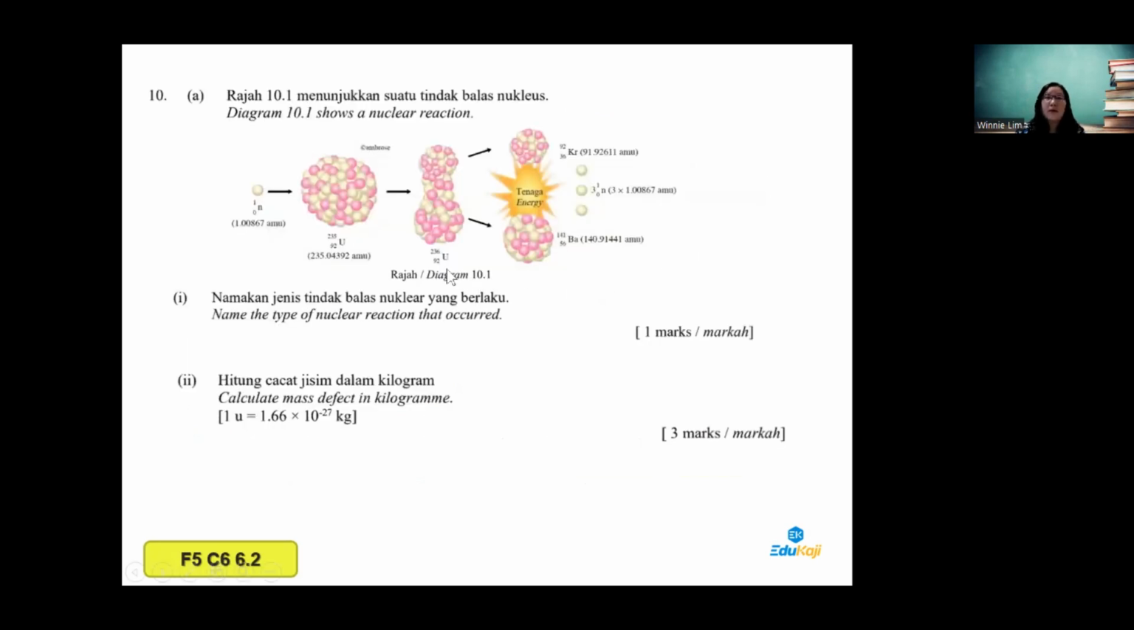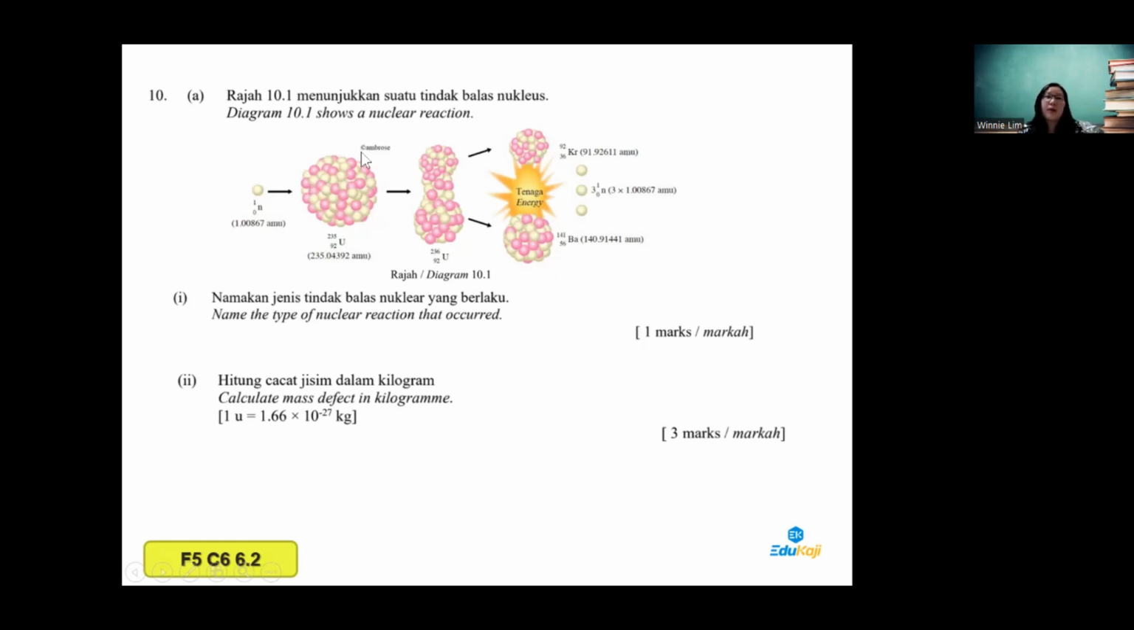Okay, next, for question 10. Again, 9 and 10, you can choose one, okay? But let's say in the exam you are really confused and you don't know which one. You can actually answer both. They will take the highest mark one.